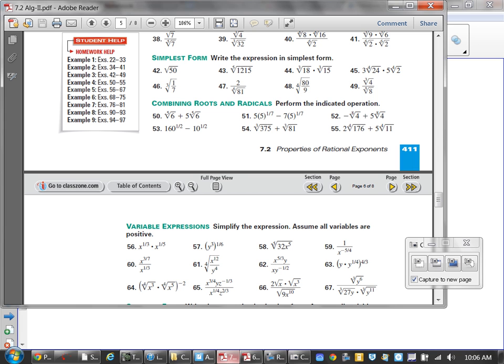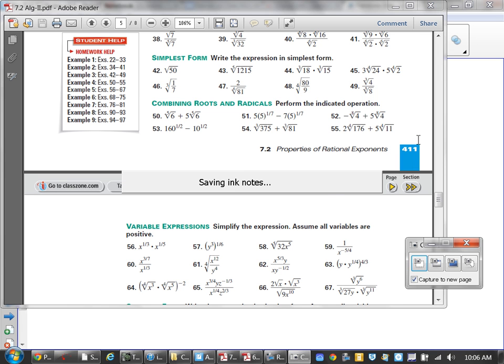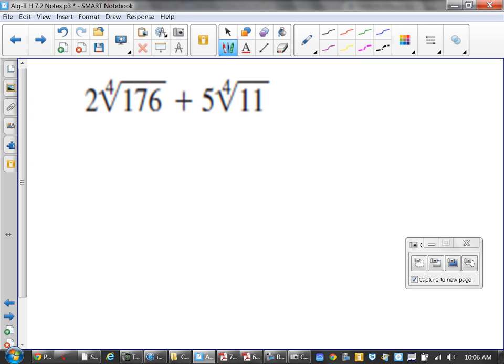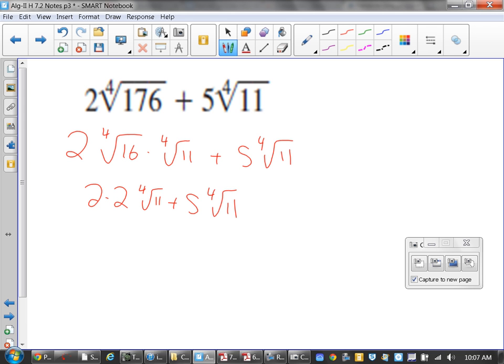And then lastly, obviously I can't do anything because they're different roots. But if you look at it, the 4th root of 11, I'm pretty sure I'm done on that one. But if I divide 176 by 11, what do you get? 16. What's the 4th root of 16? 2. So this becomes 2 times the 4th root of 11 plus 5 times the 4th root of 11. Where did that come from? Which number? It's 55, sorry.